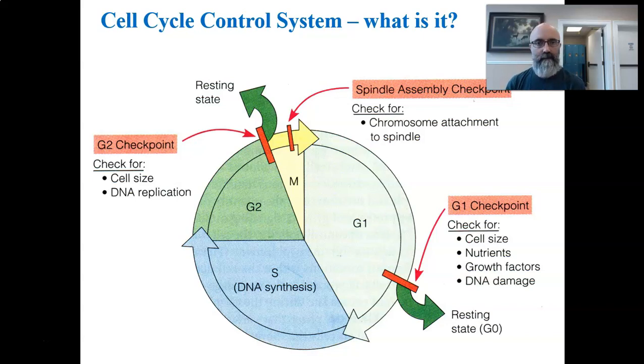And then mitosis happens. Chromosomes condense, nucleus disappears, spindle apparatus comes, attaches onto the chromatids during prophase, right? Lines them up in the middle of the cell. But now before we proceed to anaphase and split them apart, there's a spindle assembly checkpoint. Okay, we're going to stop. We're going to make sure that the microtubules from the spindle apparatus have attached to the centromere of the chromatids.